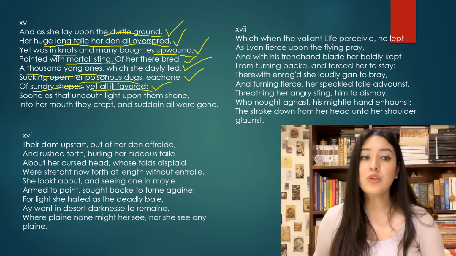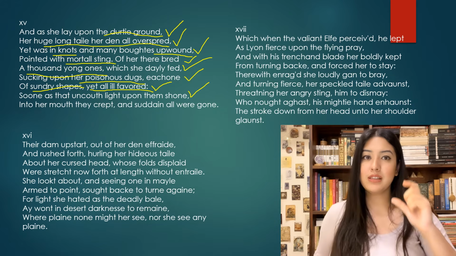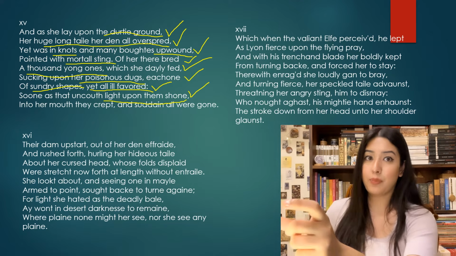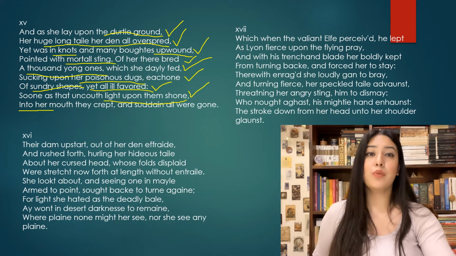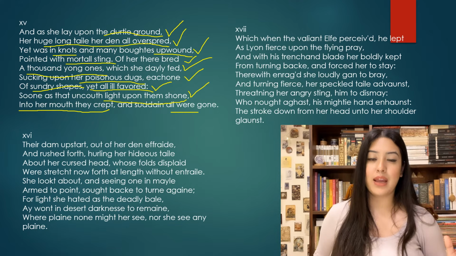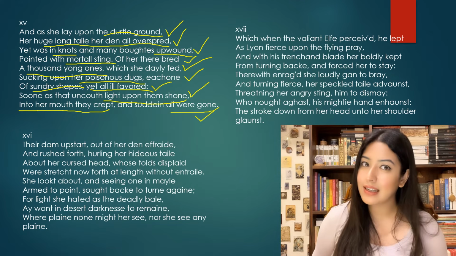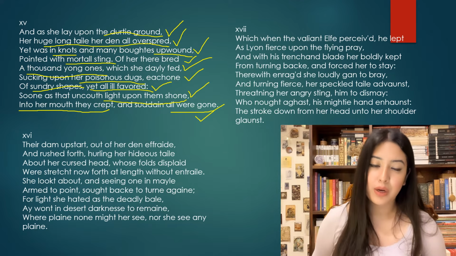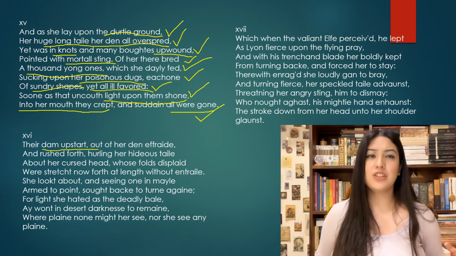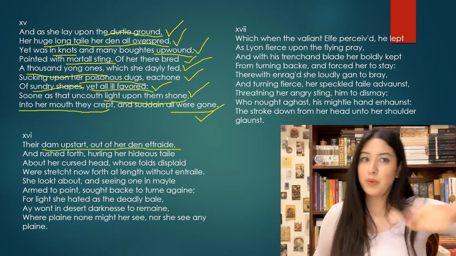Soon as that uncouth light upon them shone, the moment the armor, right, the Red Cross Knight's armor, the light shone upon them, they disappeared. They went into Error's mouth, their mother's mouth, and they disappeared. Okay, so this is a very unsettling image of Error and her offspring. Now let's move on. The damn upstart out of her den afraid. So what happened? She gets startled. She's like, where's this light coming from? And she sprints out of her cave.